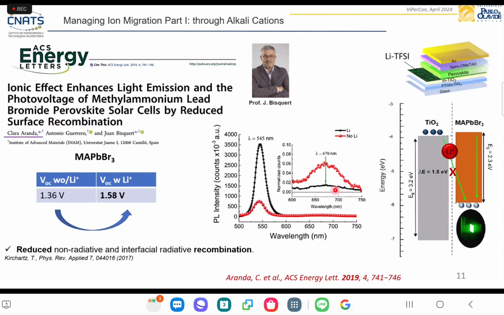But then we have a second feature. We have a second peak at 670 nanometers, which in the case of the lithium device, this peak is quenched completely. If we translate this wavelength into electron volts, then it's clear that we have the difference, the energy between the conduction band of the TiO2 and the valence band of the perovskite material. It means that lithium is not only reducing the non-radiative recombination because we are improving the VOC, but also is reducing or blocking somehow the radiative interfacial recombination between the TiO2 and the perovskite.